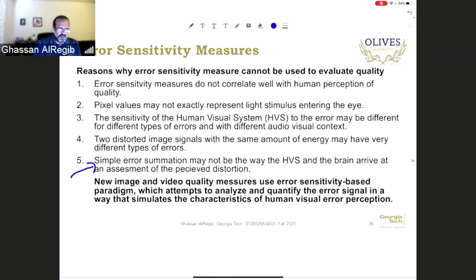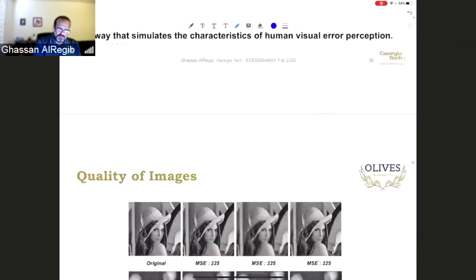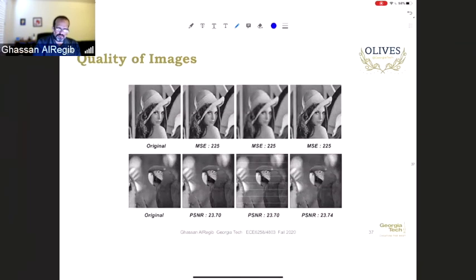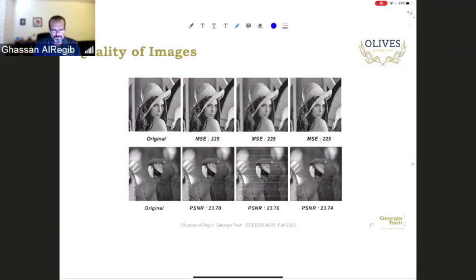And then the number 4 in here: this is true if you have two different images with different types of errors, different types of distortions. Then is it fair to compare them in the same subspace? So all of this really motivated everybody to come up with different ways of how you can measure this quality.